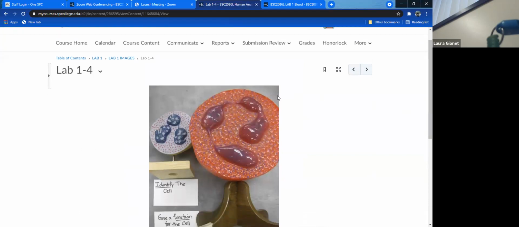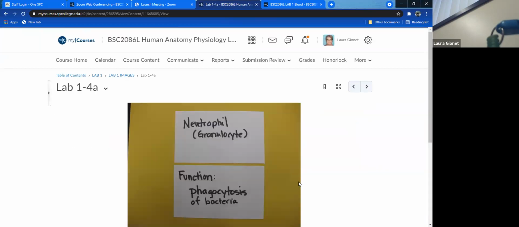Okay, then we have this multi-lobed, kind of polymorphonuclear nucleus to it. Here we have a sausage link kind of appearance nucleus. I generally like the big one here. Don't get fooled by the orange background. Right? Identify the cell, identify the function. That's a neutrophil. Phagocytosis of bacteria, first to elevate with a bacterial infection.